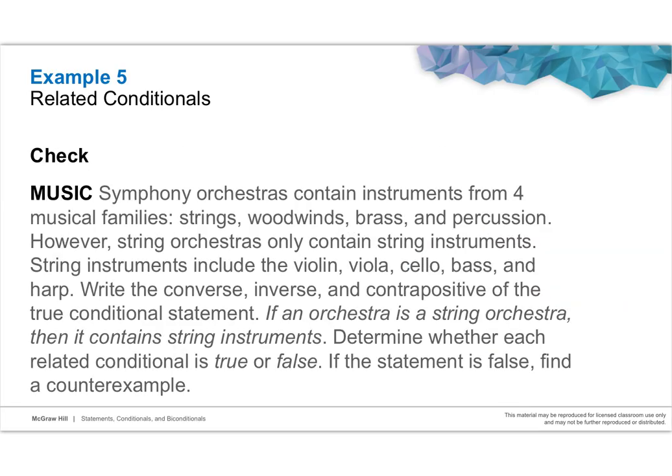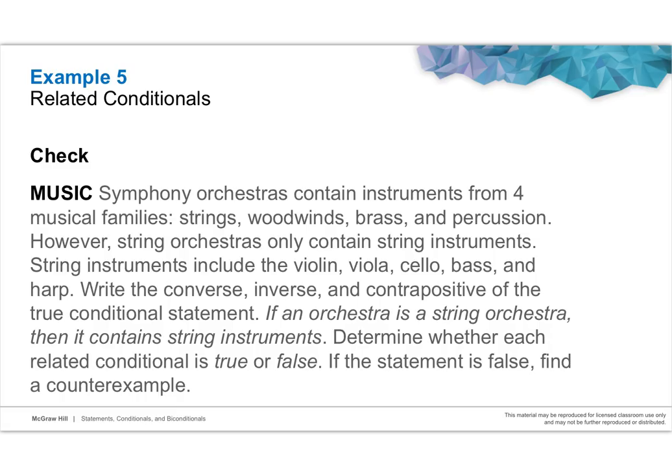Let's take a pause on the video and see if we can go through some related conditionals with a different world of conditional statements illustrated in the world of music. So our interrelated groups this time are that symphony orchestras contain instruments from four musical families: strings, woodwinds, brass, and percussion. However, string orchestras only contain string instruments. String instruments include the violin, viola, cello, bass, and harp.